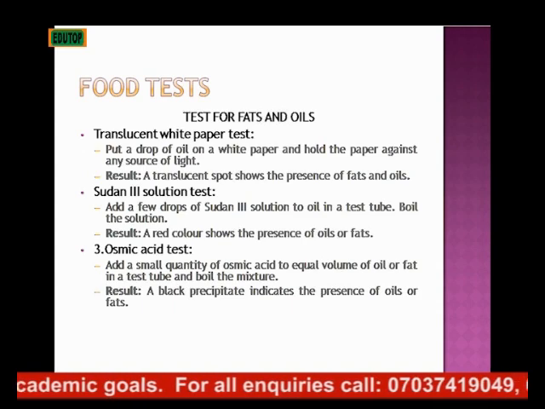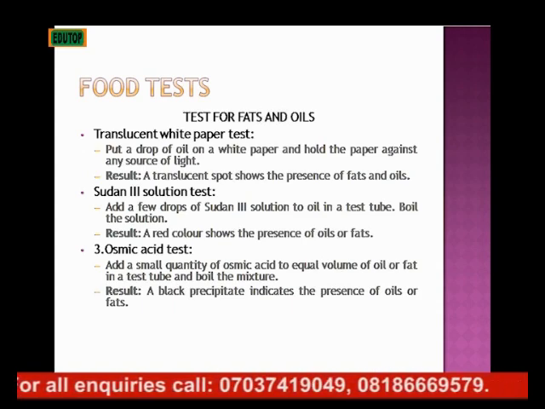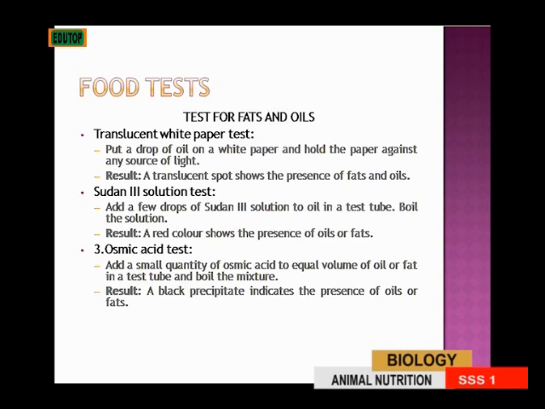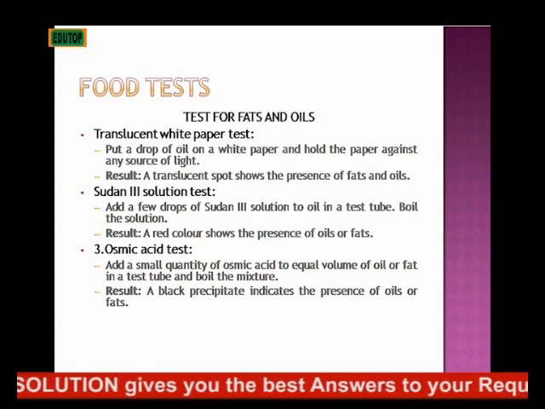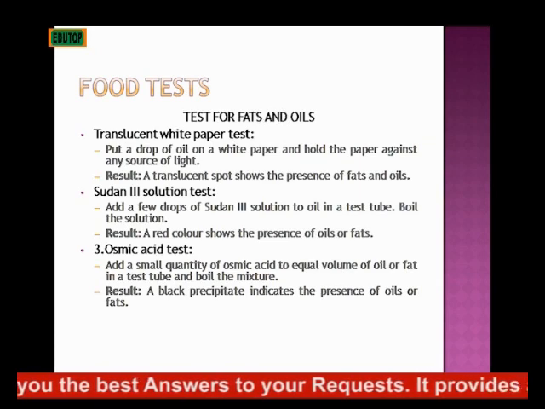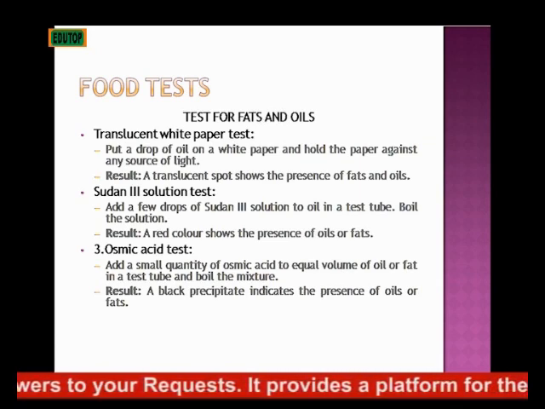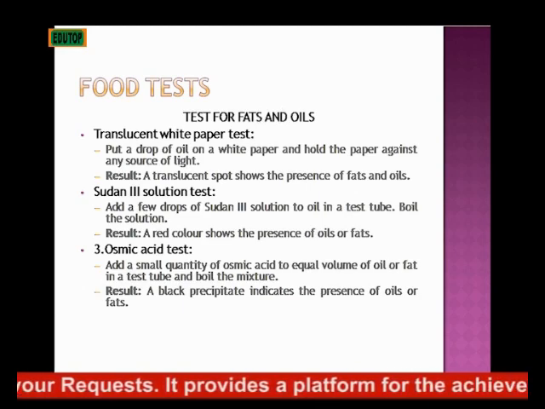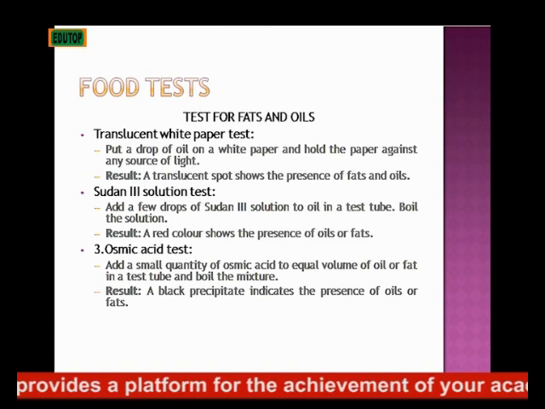Then the third test is osmic acid test. Add a small quantity of osmic acid to equal volume of oil, the fat and oil in the test tube. Then you boil the mixture. You find a black precipitate, which also indicates the presence of fat and oil.